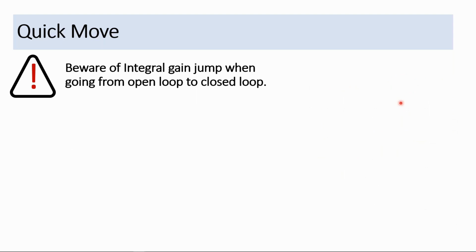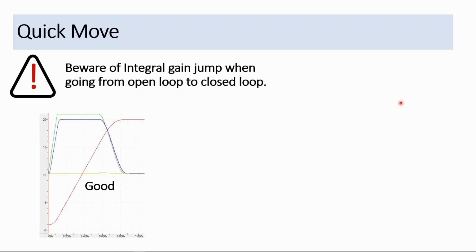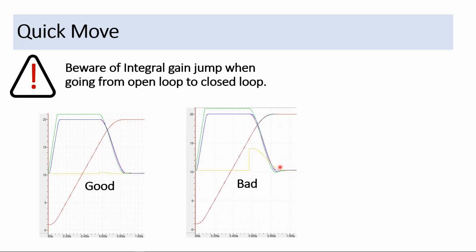With the quick move, however, you have to beware of integral gain jump when going from open loop to closed loop. Here's a couple plots. This one is good. I've included the integral gain on there. There's just a little bump. On the other one, there's a big jump in the integral gain term. And that's not real good because that will cause overshoot or undershoot.